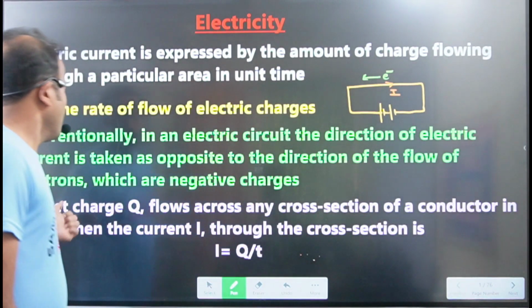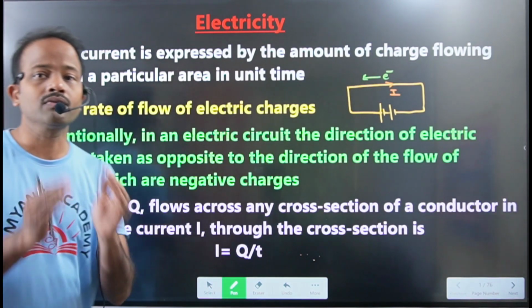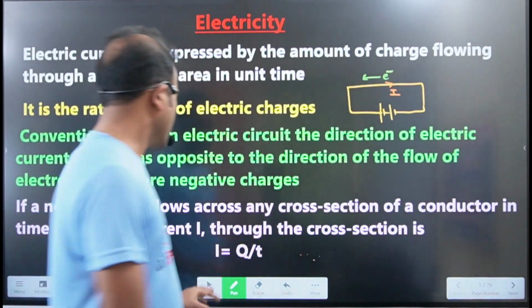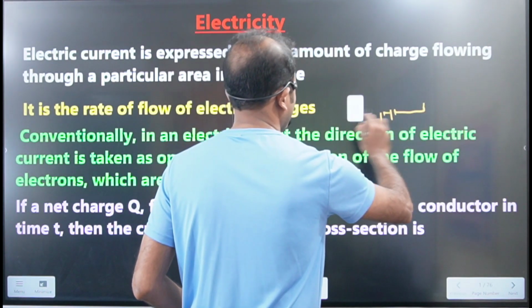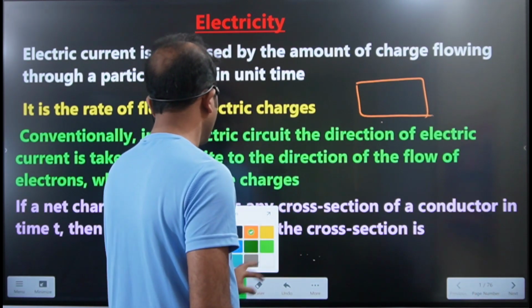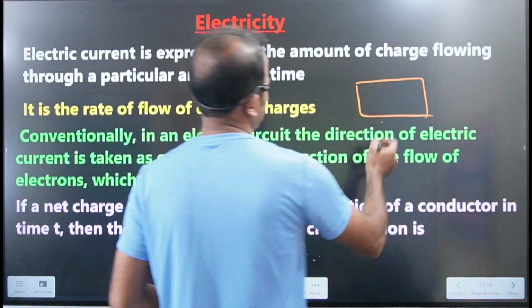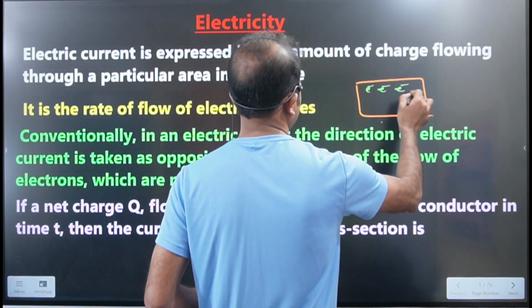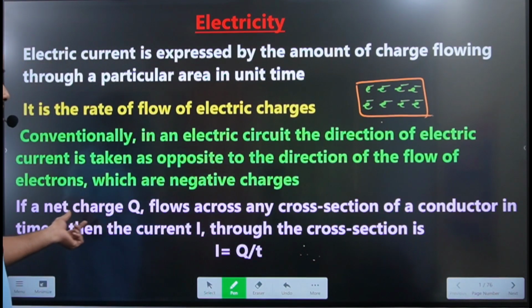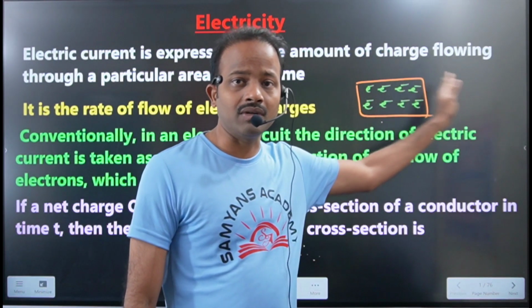Is it clear, everyone? Then what is the formula for the electric current? For example, if a net charge Q, some amount of charge, is flowing through the cross section of any conductor. You take any cross section of the conductor. Let us say this is the cross section of the conductor. In this cross section, some amount of charge is flowing. Let us assume electrons are flowing. So a charge flows across any cross section of a conductor in time t, and this many charges are flowing in unit time.